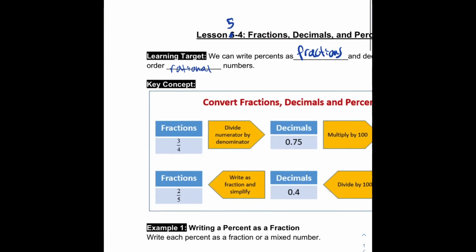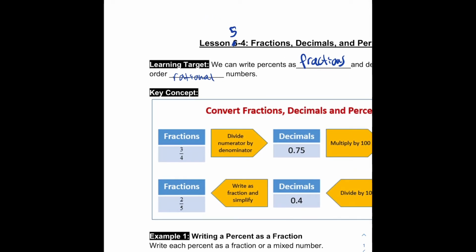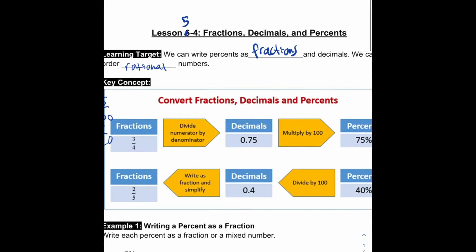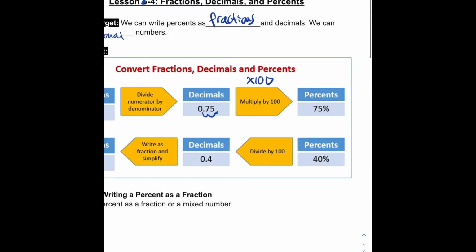So as you look here, we can go from a fraction to a decimal by taking 3 and dividing it by 4. So again, if I turn it into a decimal, this gives me 0.75. To get to a percent, you multiply by 100, which moves your decimal place over, and you get 75%.